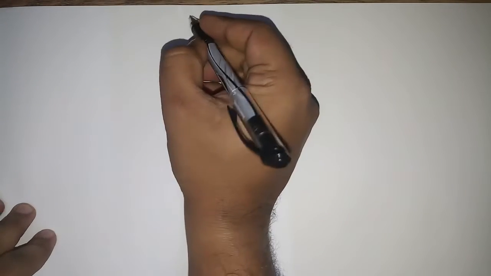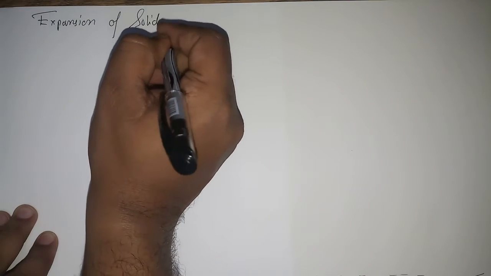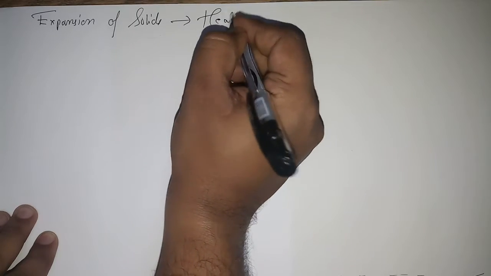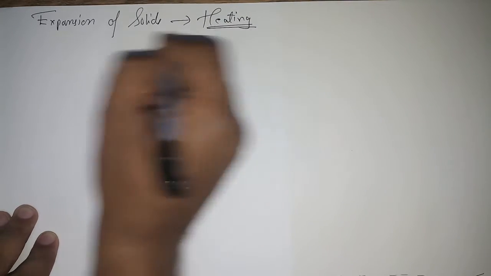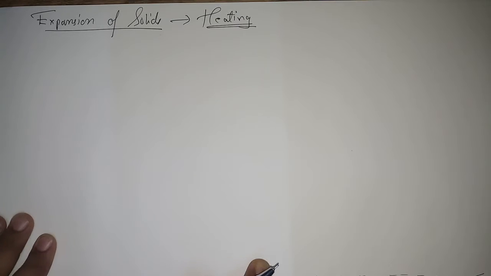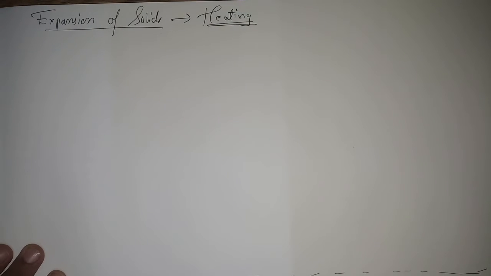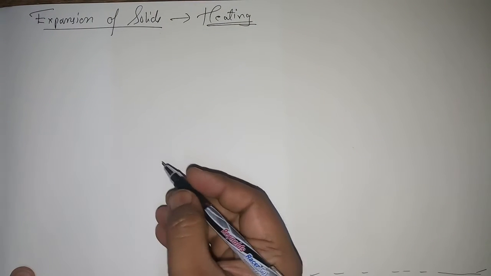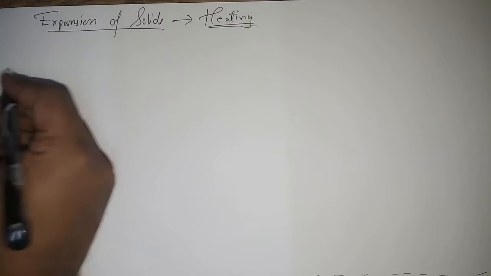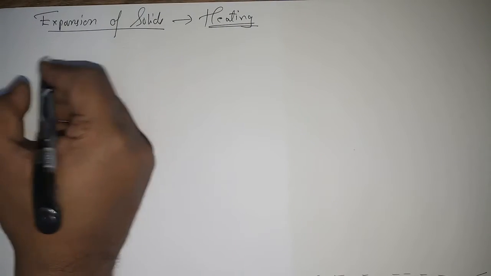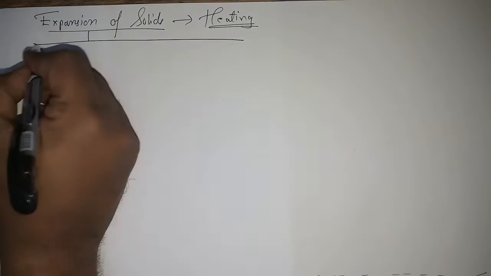Hello kids. So today's topic is about expansion of solids on heating. Okay. So we already know that if we heat a substance, it expands, right? So there can be three types of expansion.